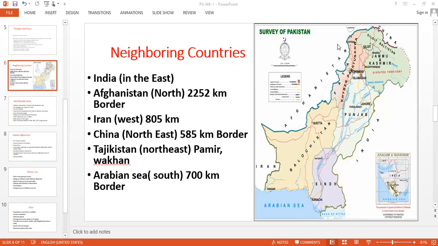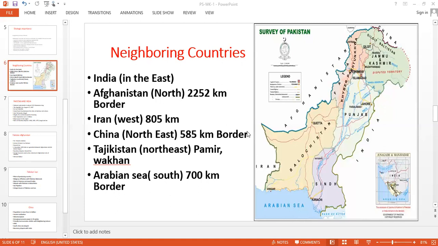Pakistan is connected with Central Asian countries like Tajikistan in the northeast, and here is a huge and very spectacular mountain region called Pamir, and this small area is called the Wakhan Corridor, and it connects. It is less than 15 kilometers that Pakistan is connected to Tajikistan.